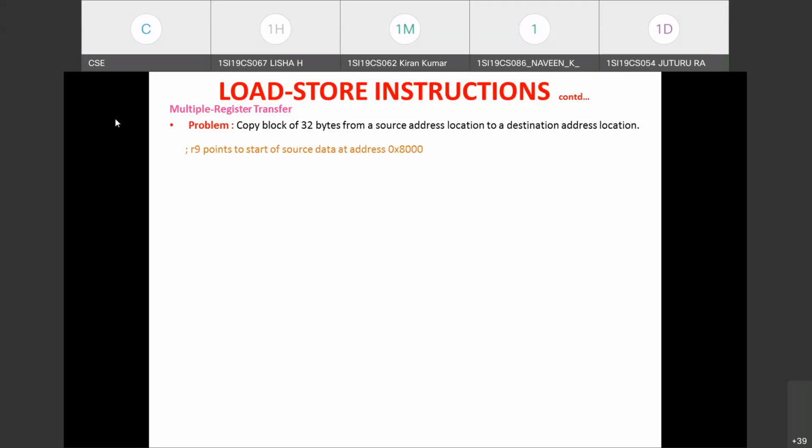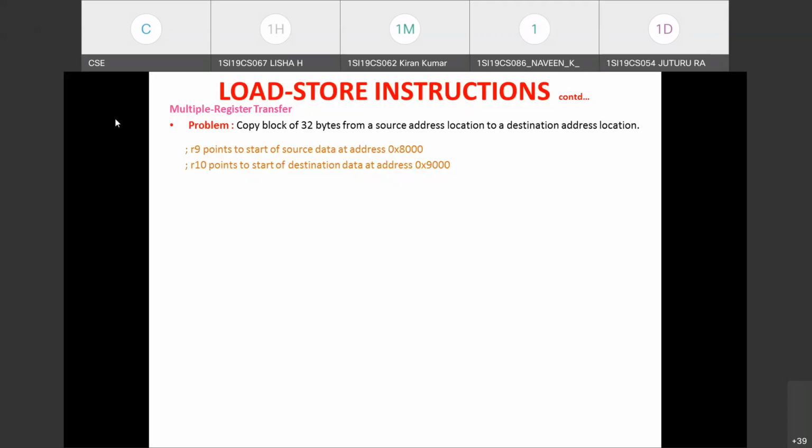For that we require the pointer register. Here in our implementation we are using R9 as a register for fetching the source data. The address held in R9 we are assuming as 8000H. R10 is a pointer to write the data to the destination block. We are assuming the address as say 9000H. So I have considered these addresses just to show you the memory map, how actually the block transfer takes place.